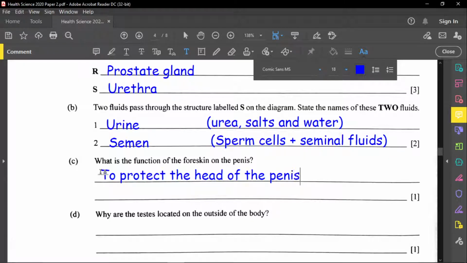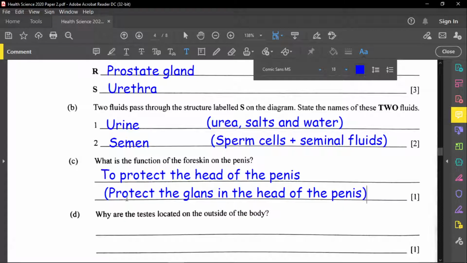Another way you could say this is also to protect the glands. So I'm going to say it a different way here: to protect the glands also. And the glands are the sensitive part in the head of the penis, so we have a lot of nerve endings. So to protect the glands in the head of the penis, they really serve a protective function.